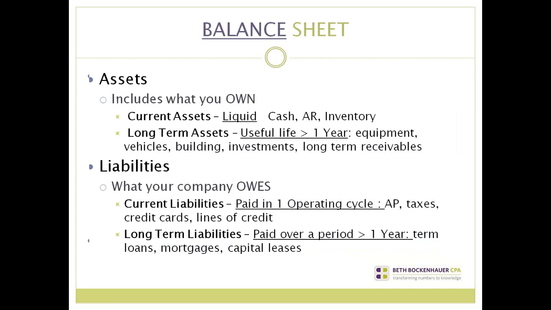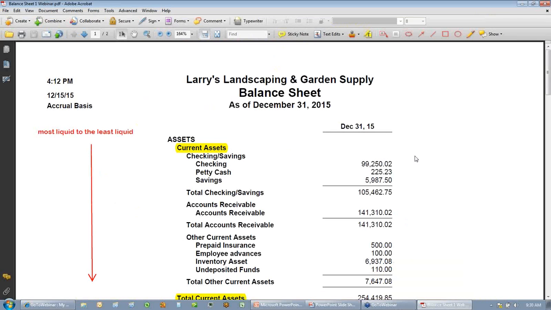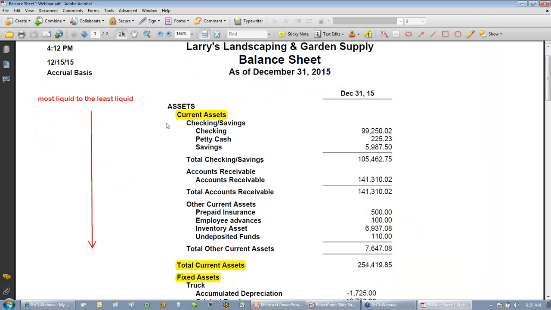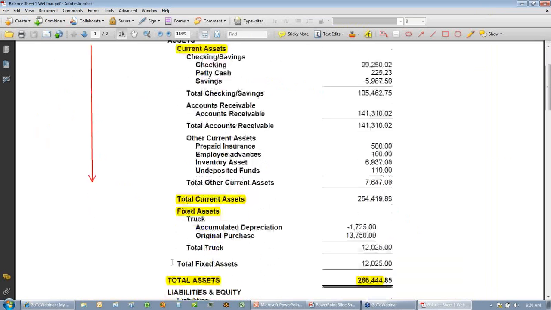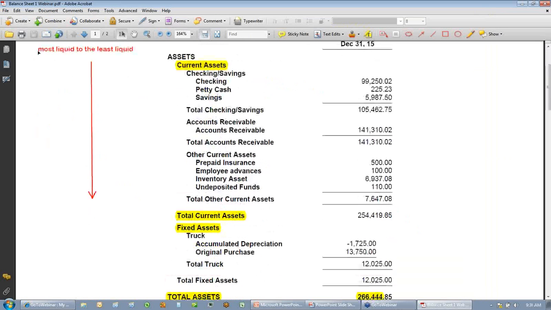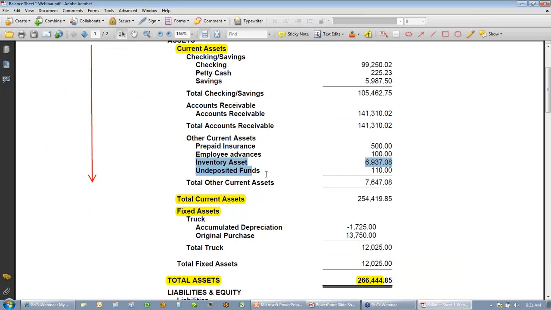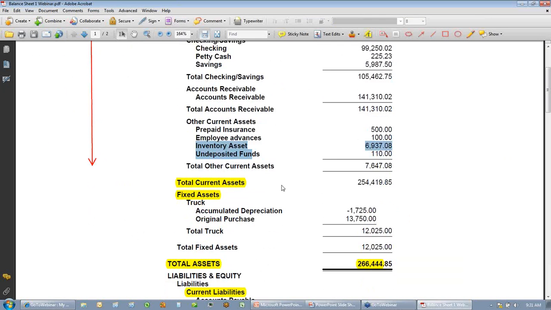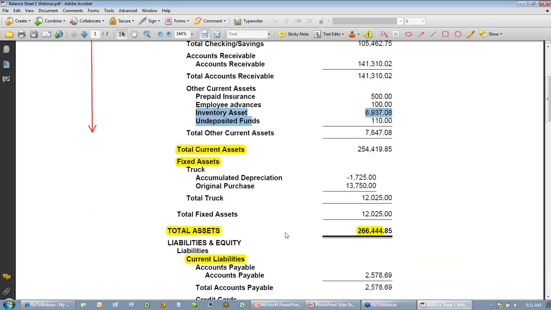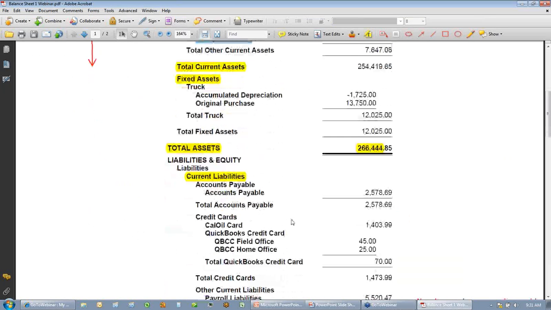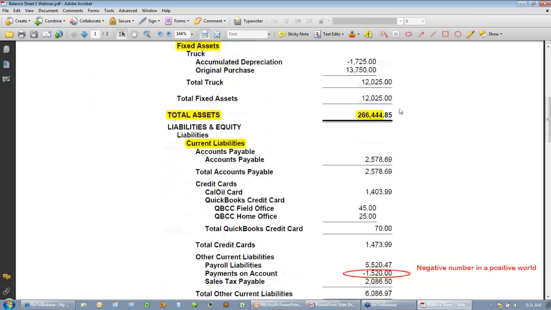So what I want to do here is give you a visual of what the balance sheet looks like. So here we have our assets. These are our current assets and our fixed assets. And the balance sheet goes from most liquid to least liquid when we're looking at our assets section, cash being the most liquid, AR being the second most liquid, inventory being, again, after AR, the next liquid asset. Then we have our fixed assets. These obviously aren't as liquid as our cash or AR.